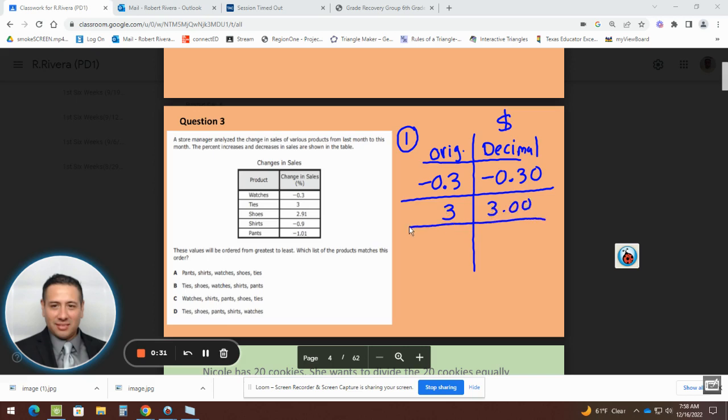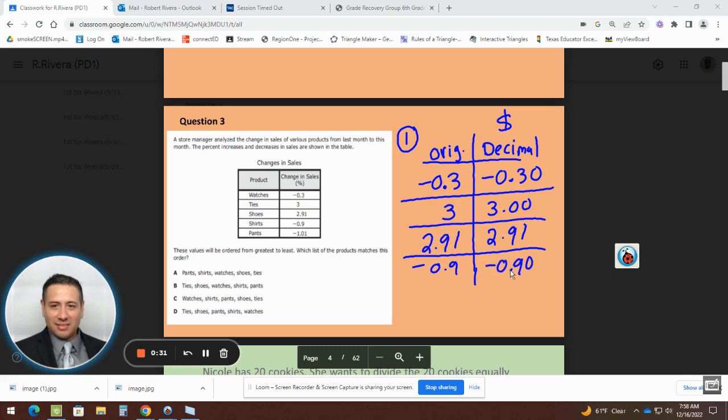The next one is 2.91. Is that one already money? Yeah, that one I can just leave the same. The next one is negative 0.9. Let me draw a line so I won't confuse them, especially you, you draw crooked. How much money would that be? 90 cents. Negative 90 cents.